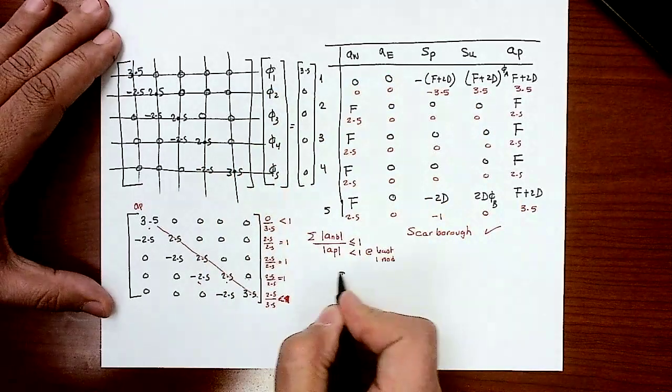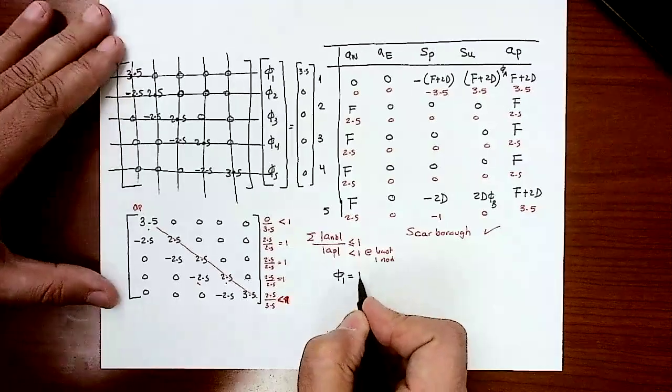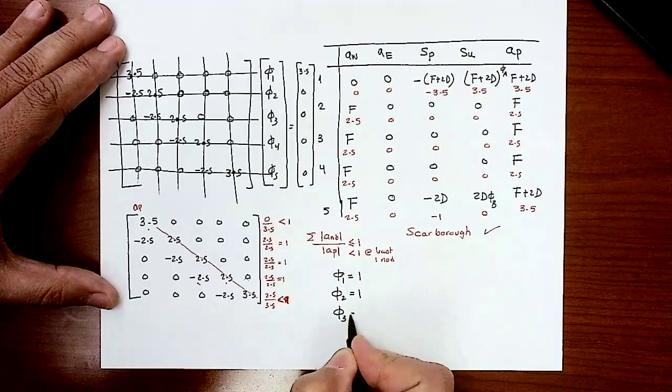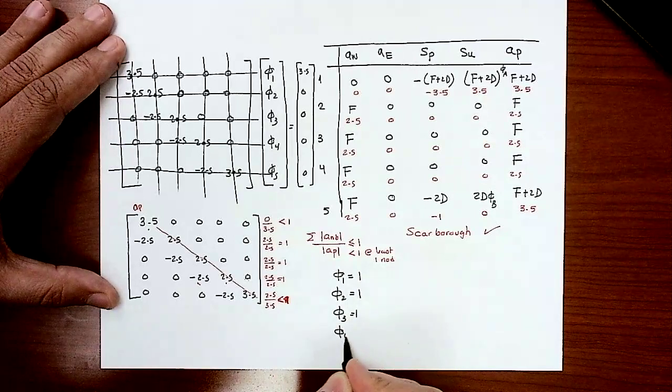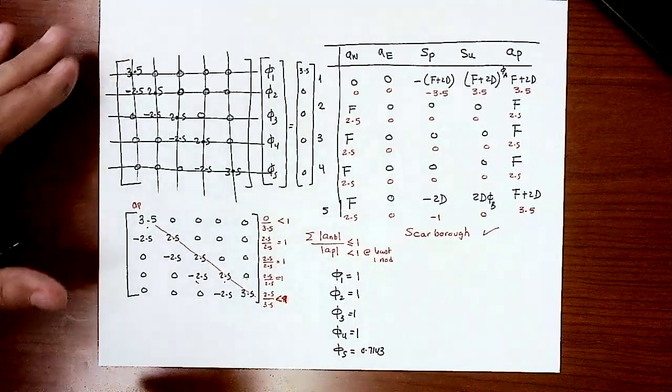What we got for phi: phi 1 is equal to 1, phi 2 is equal to 1, phi 3 is equal to 1, phi 4 is equal to 1, and phi 5 is equal to 0.7143.